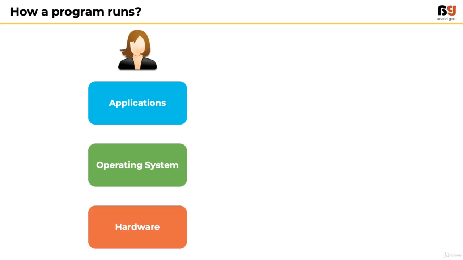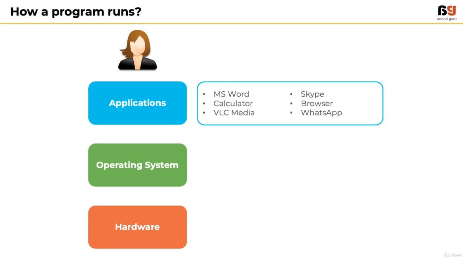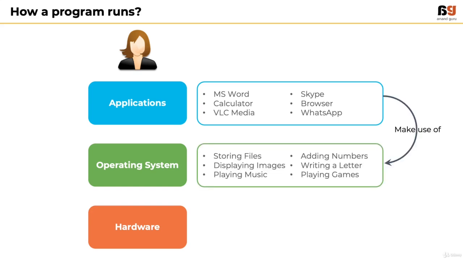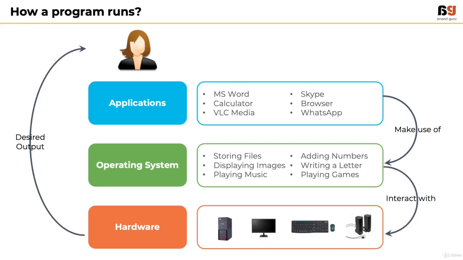Usually, a user uses an application like MS Word to document a report, or Skype to communicate with their friends and family, or an application like browser to surf the internet. These applications make use of building blocks in an operating system. The building blocks that help in storing files, playing games or music, etc. These building blocks interact with the hardware to give the desired output to the user.